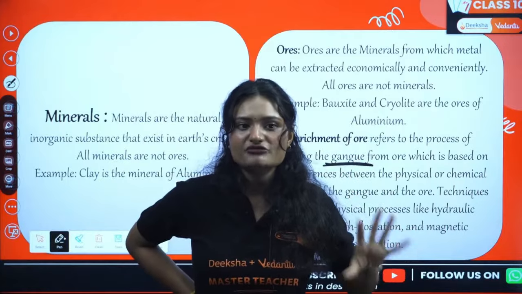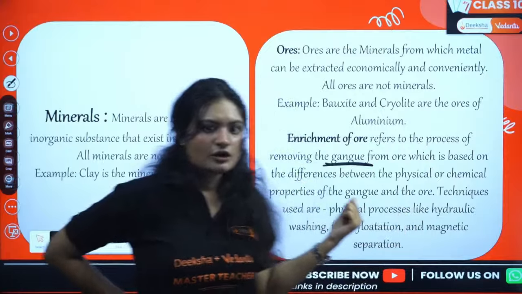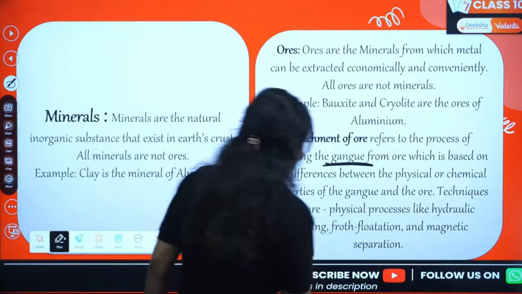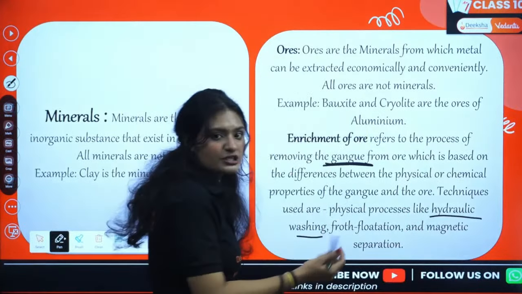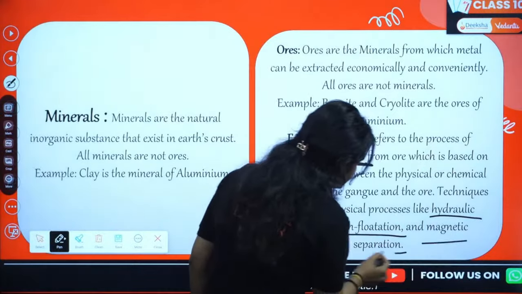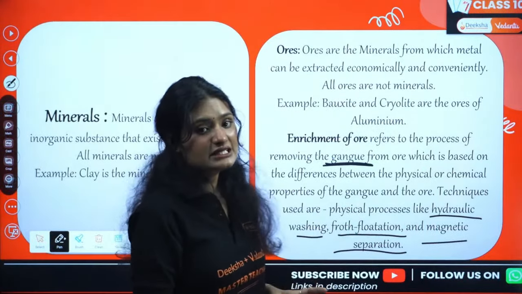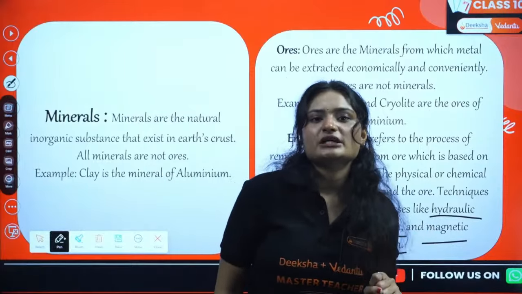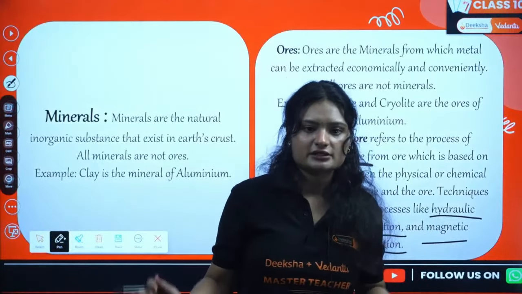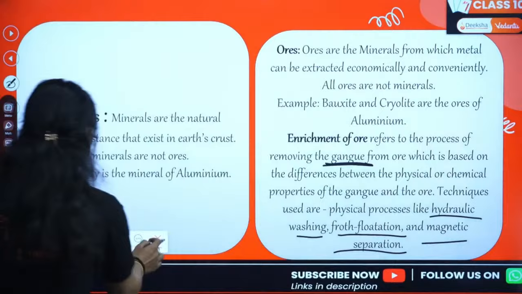Now how we get it, that is in the next slide. These are the techniques: hydraulic washing, froth flotation, magnetic separation. These are all the techniques that we use to enrich any ore, to remove all the gangue particles. Clear? Okay.